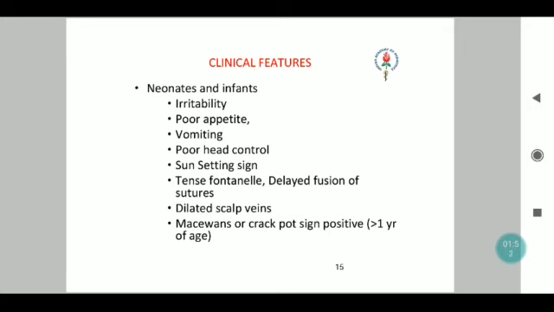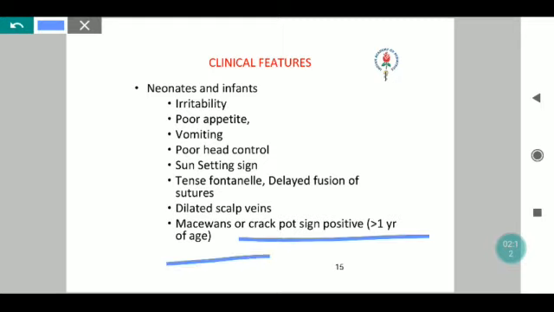If you consider the clinical features, there will be a large amount of irritability, poor appetite, vomiting, poor head control, and a classic sunsetting sign which is seen. Images will explain that better, along with a tense fontanelle, delayed fusion of sutures, dilated scalp veins, and McEwen or cracked pot sign positive if the child is more than 1 year old, classically.